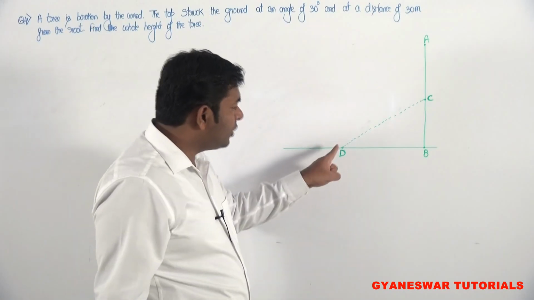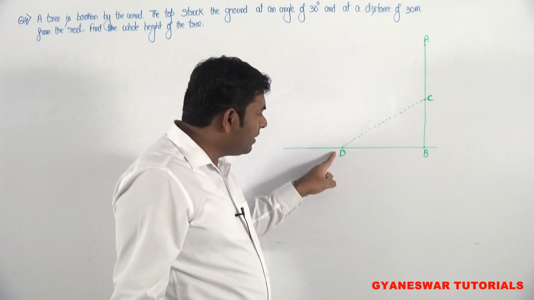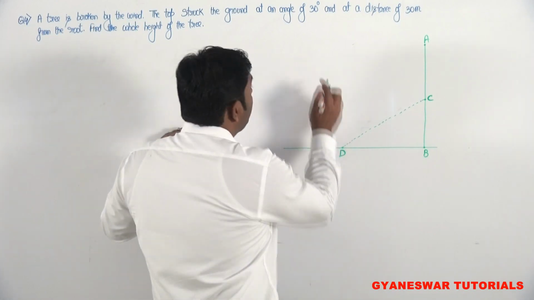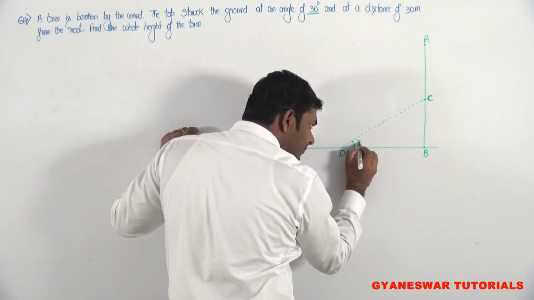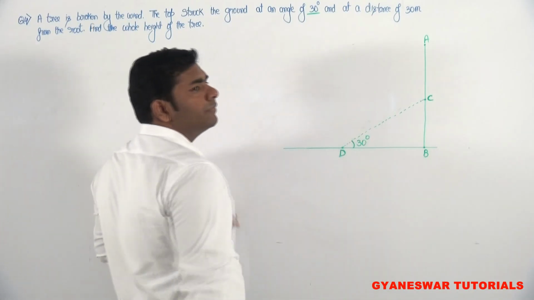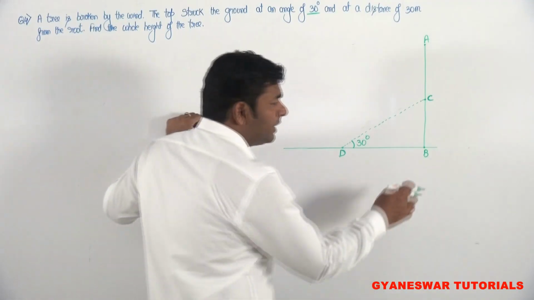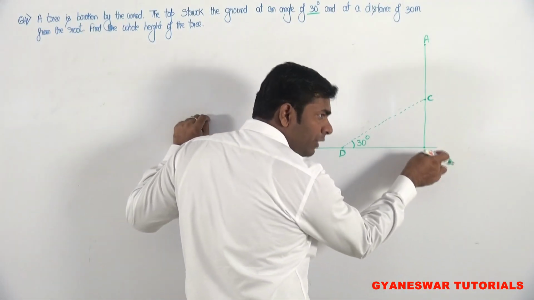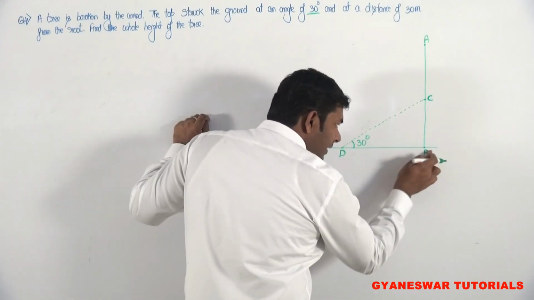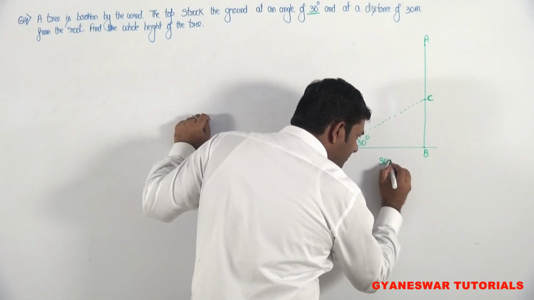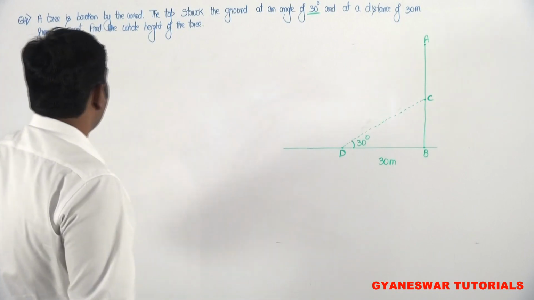And this top of the tree, which was earlier here, has now come here. The top of the tree struck the ground by making an angle of 30 degrees with the ground. It makes a 30 degrees angle from here, and at a distance of 30 meters from the foot of the tree. This is the root of the tree, the foot of the tree. The distance from here, where the top has attached, to here is 30 meters. Find the whole height of the tree.